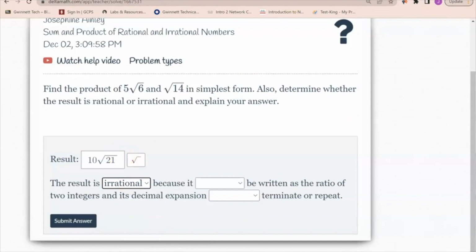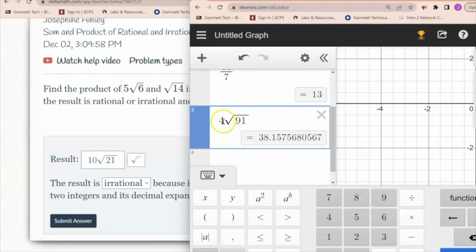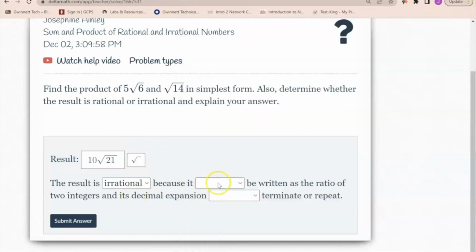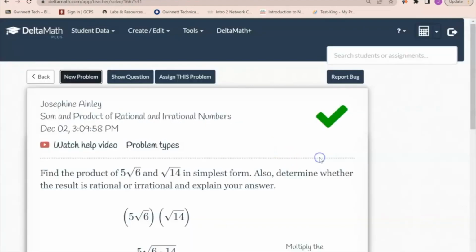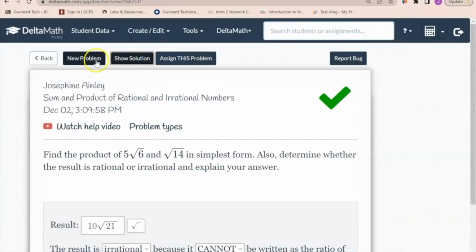And again, I will go ahead and prove it to you using a calculator. 10 radical 21. See, it's not repeating and it's going on forever. So it's irrational because it cannot be written as a ratio of 2 integers and its decimal expansion does not terminate or repeat.